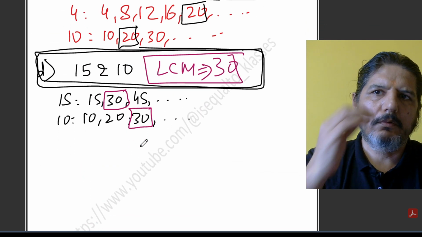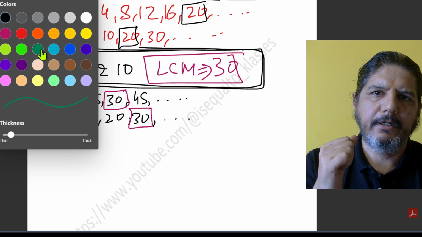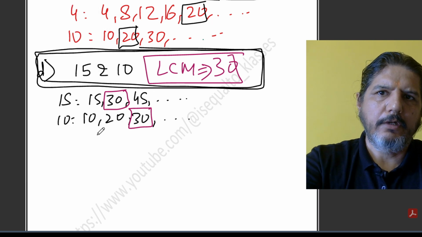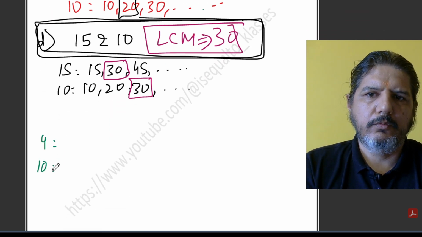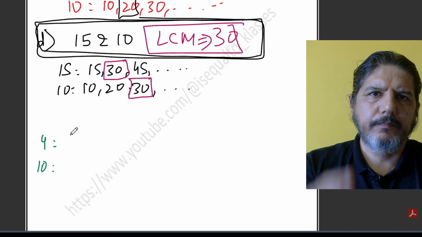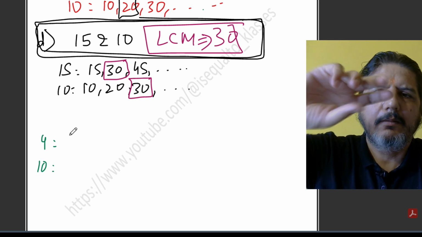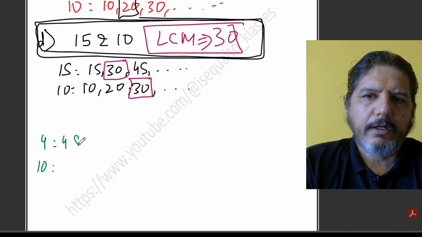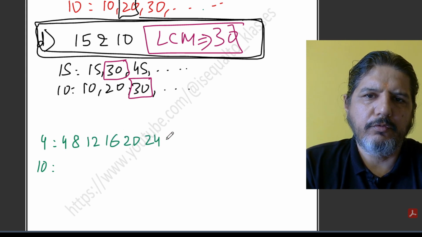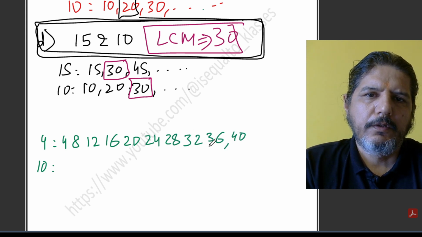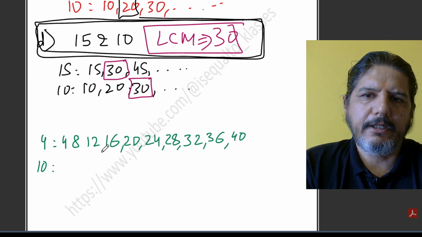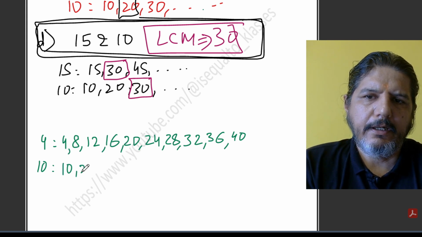Let me try to go deeper and tell you what I am trying to say. There's a lowest common multiple. So let me take the example of 4 and 10 again. Let's go a bit deeper, not very deep, but a little bit deep. So 4, 8, 12, 16, 20, 24, 28, 32, 36, 40. These are the first few multiples of 4 that I have written. Multiples of 10 are 10, 20, 30, 40 and so on.